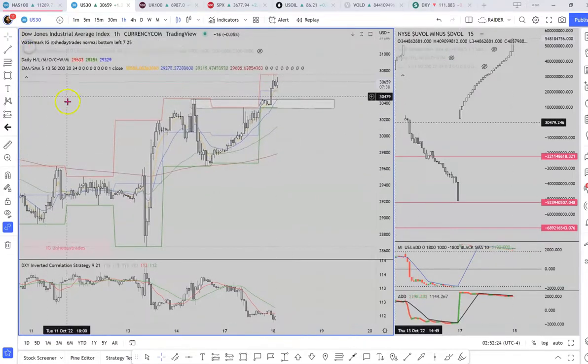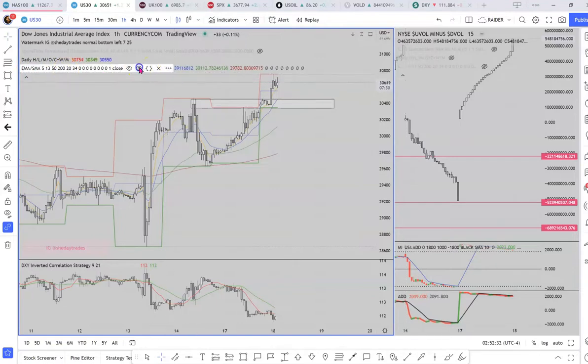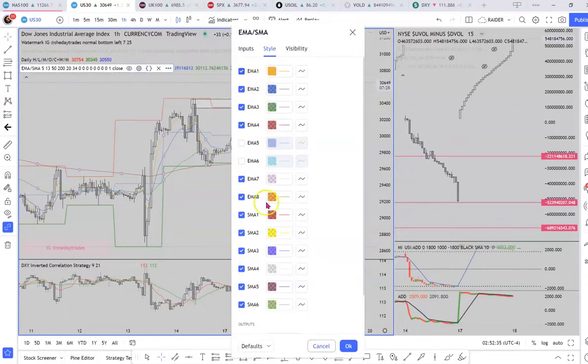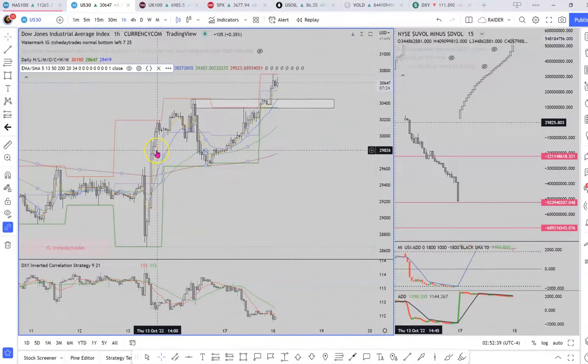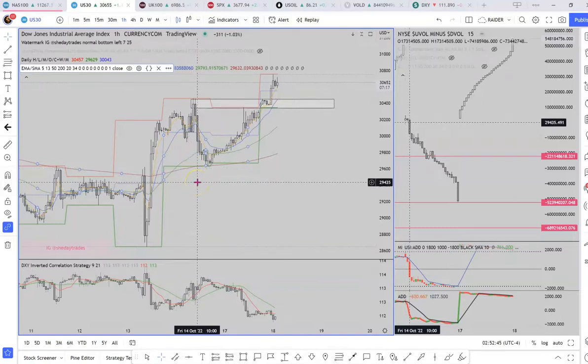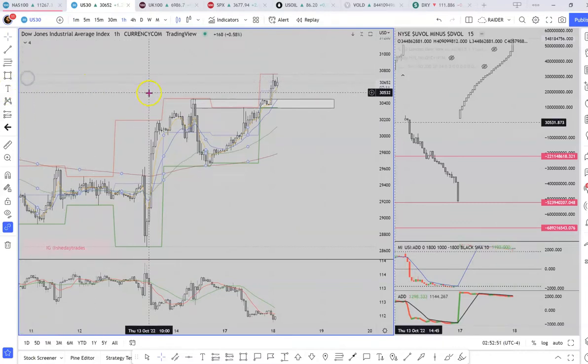Now the indicator that I'm using, so I have EMAs. I have the 5, 13, 50, and the 200. So the orange is the 5, 13 is the blue, 50 is the green, and 200 is the red. I also have this indicator called Daily HLM, which basically shows your daily highs and lows for that day.